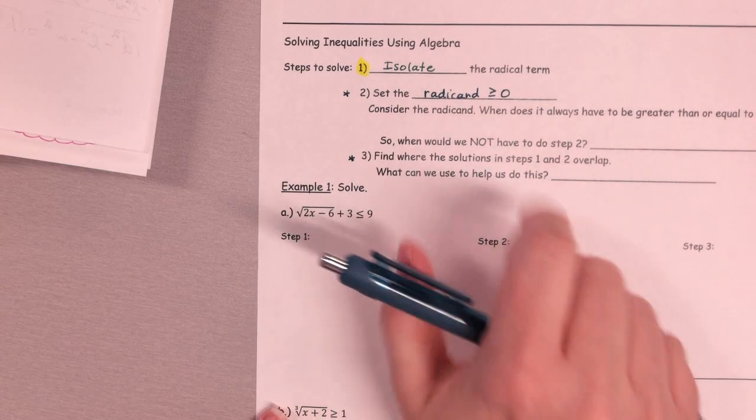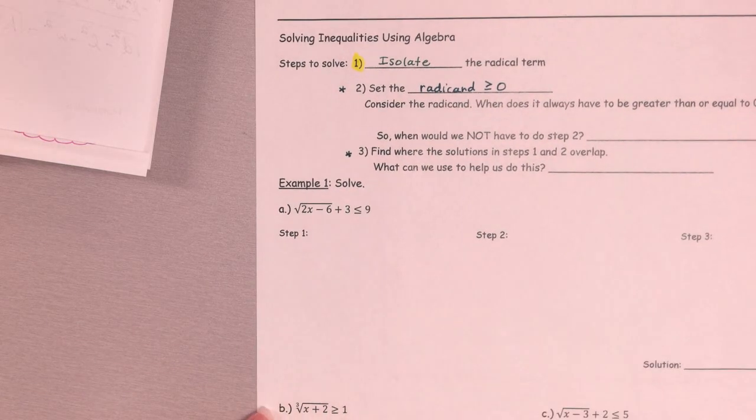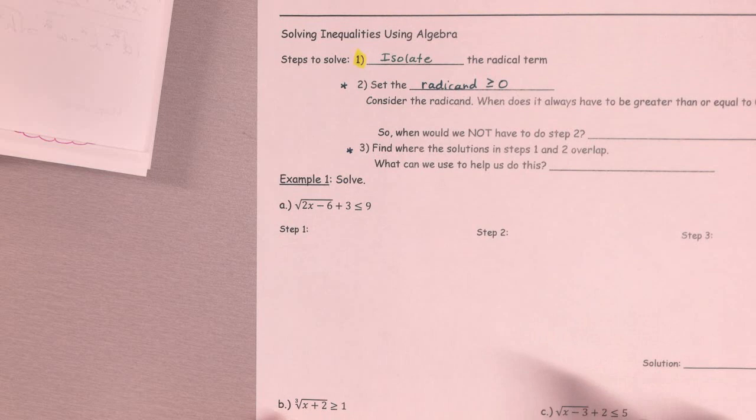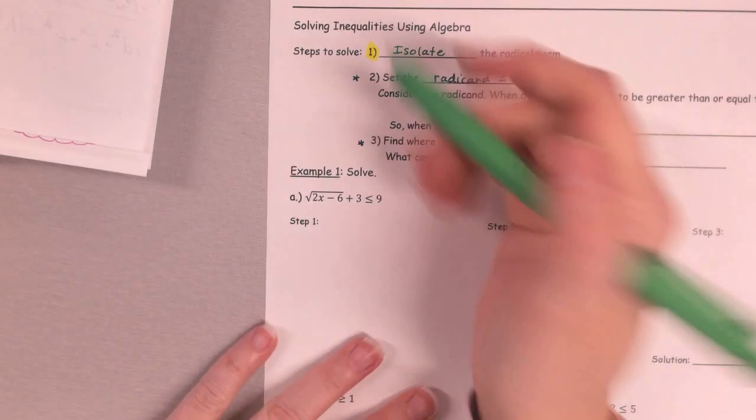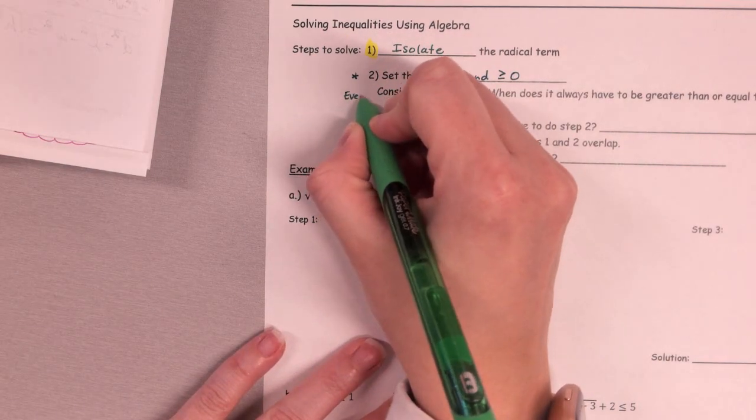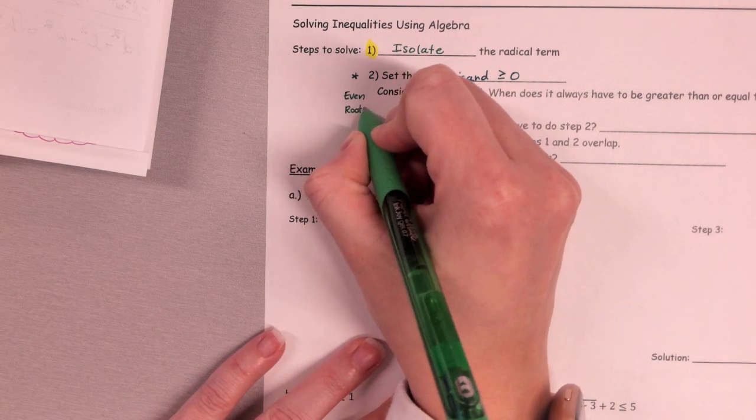When do we have to do this? So let's think about what it means, right? The radicand has to be greater than or equal to 0. When does the radicand have to be positive? For what case only? Well, yes, the square roots and the even roots, exactly. So steps 2 and 3 are only for even roots.